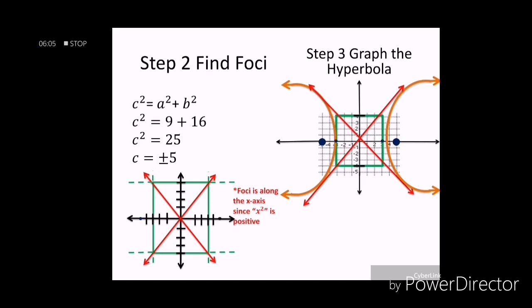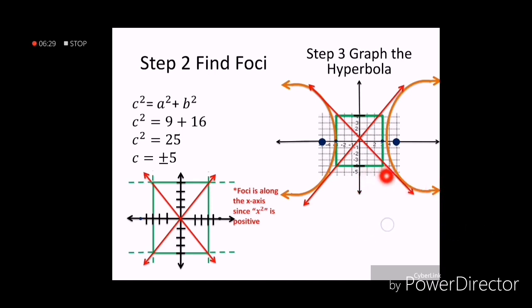Okay, so in step 3, we're just going to graph the hyperbola. And ito yung magiging itsura ng graph niya sa ating step number 3. So this is the graph of our hyperbola with the center at 0, 0 given the equation x squared all over 9 minus y squared all over 16 equals 1. So these are the steps in graphing the hyperbola using the 3 steps.